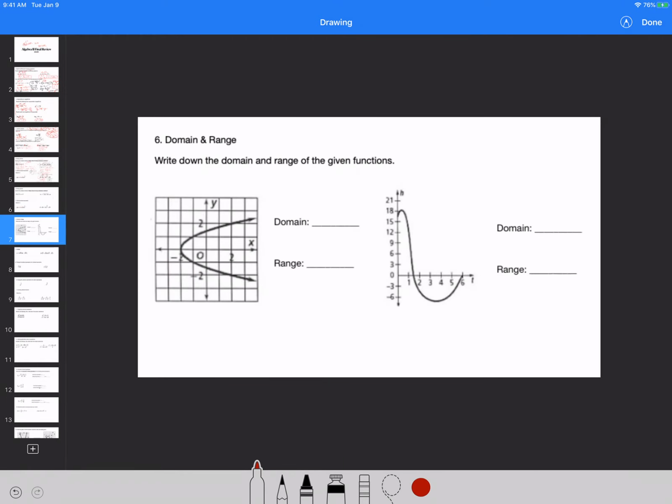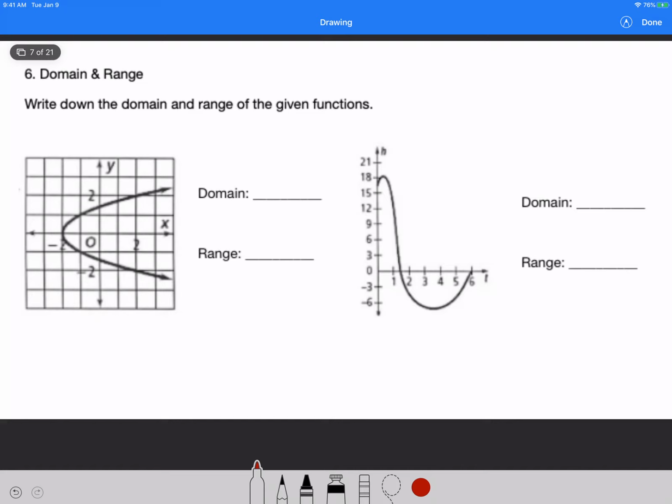All right, next, domain and range. Write down the domain and range of the given functions. So domain is the set of all your x values, and range is the set of all your y values.